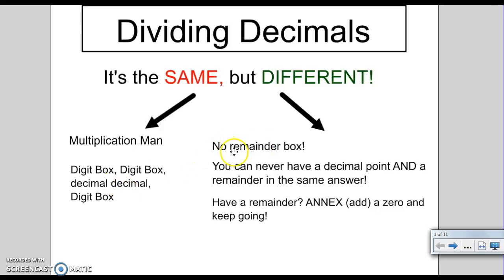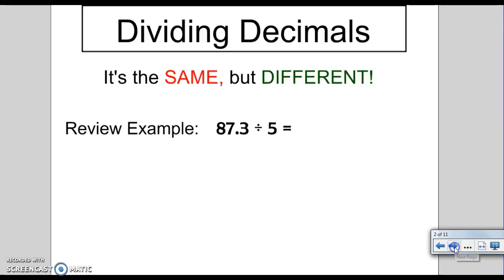Some of the differences: there is no longer a remainder box. You can never have a decimal point and a remainder at the same time. Instead, if you have a remainder, annex or add a 0 and keep on going. So let's do an example of what we've been doing, and then we're going to step it up a notch.